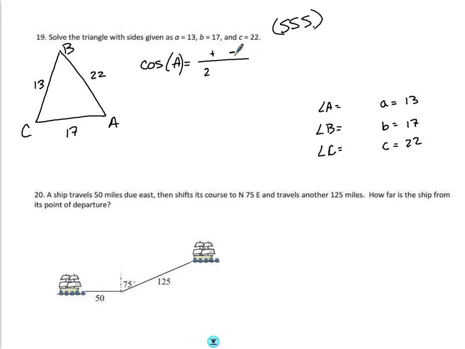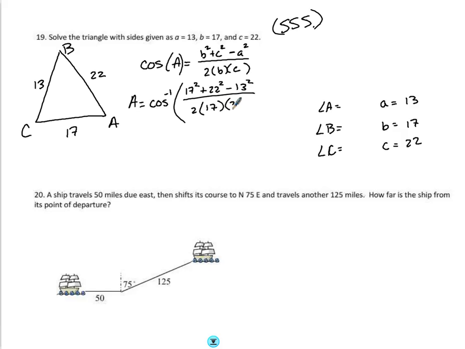So, the first thing is, what are the two sides adjacent to angle A? Little b and little c. So I'm going to do b squared plus c squared, and I'm going to subtract from that a squared. On the bottom, the two sides I added, I'm going to put them in there, multiply the 2. So A is going to be equal to the cosine inverse of b squared, 17 squared, plus c squared, 22 squared, minus 13 squared, all over 2 times b times c.